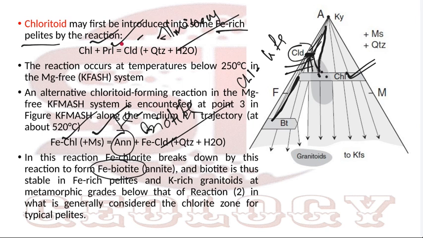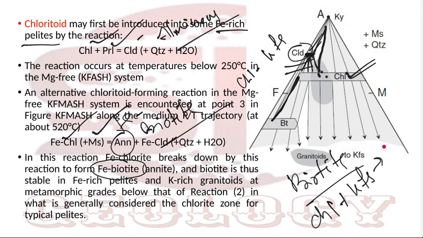In the biotite zone, what happens? The chlorite in the previous zone reacts with potash feldspar and gives biotite plus muscovite. And if the pelite is Fe-rich, then chloritoid will appear, and this chloritoid plays a significant role in this Barrovian sequence.